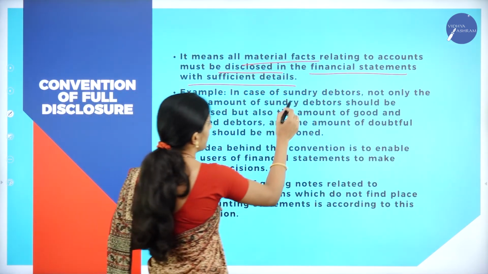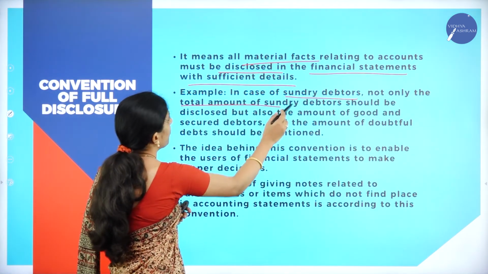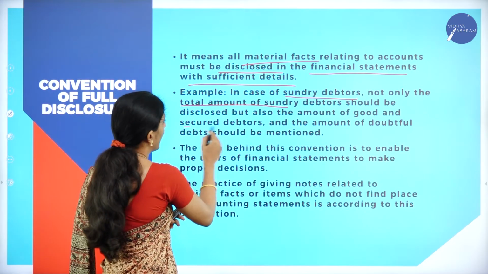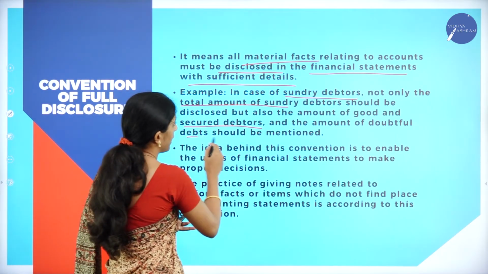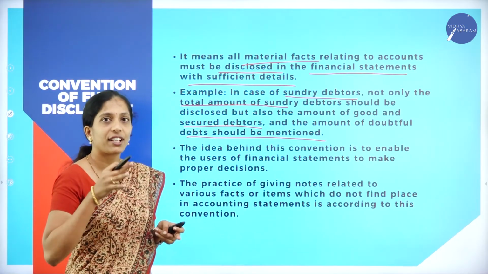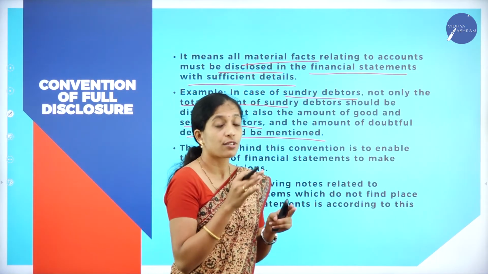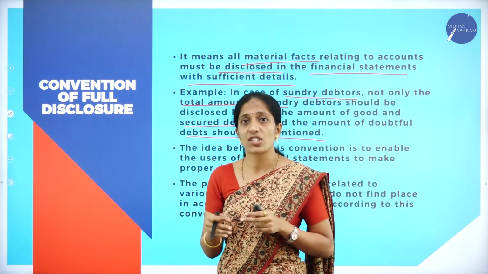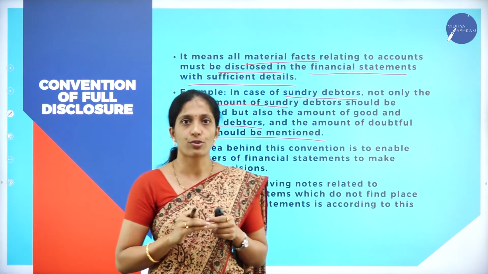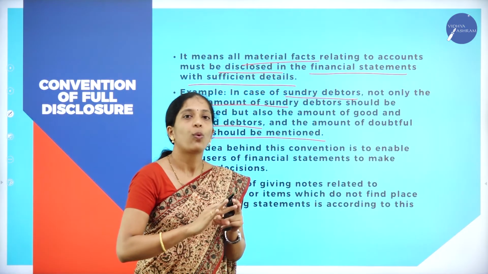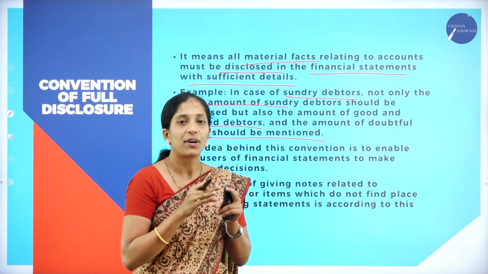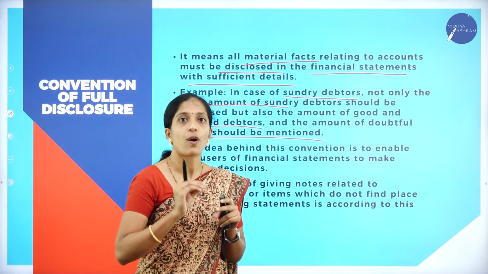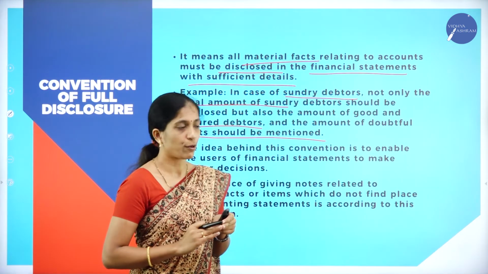Example, in case of sundry debtors, not only the total amount of sundry debtors should be disclosed, but also the amount of good as well as secured debtors and the amount of doubtful debt should be mentioned. In the same way, if we take the fixed asset, it's not just that we write the value of the fixed asset. If there is any appreciation or depreciation, we have to take that also. So here full disclosure means all the details relating to a particular asset or liability have to be fully recorded in the books of account in order to ascertain the correct financial position.